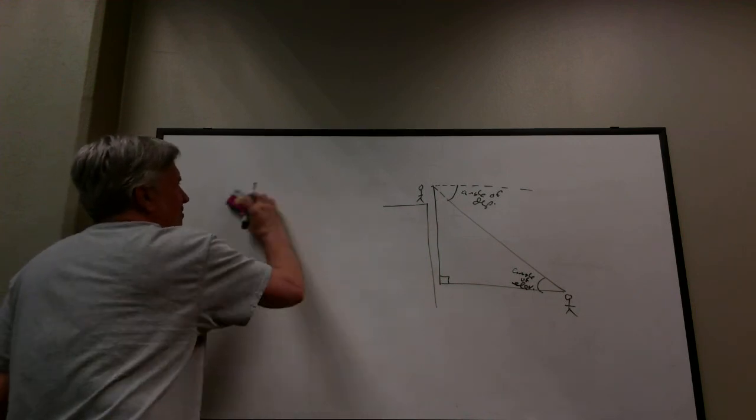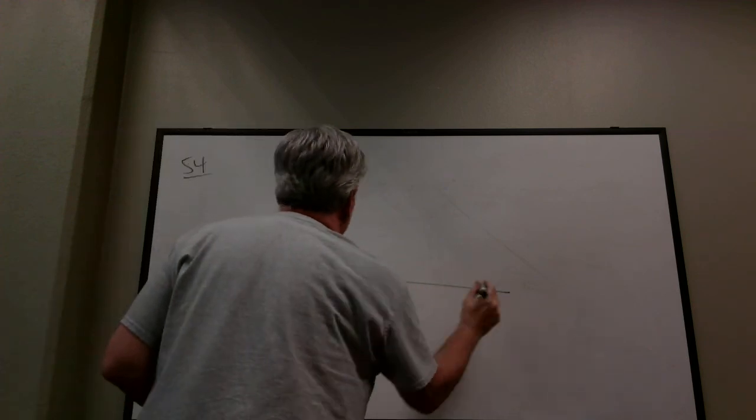Okay, with those definitions, we can do this number 54. An airplane is flying 10,500 feet above the level ground. Okay, so we have level ground.